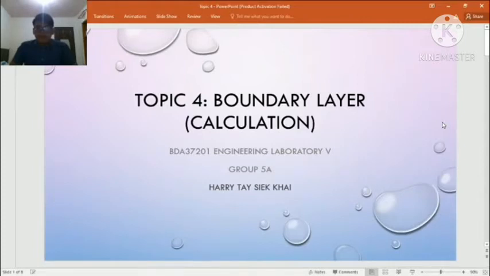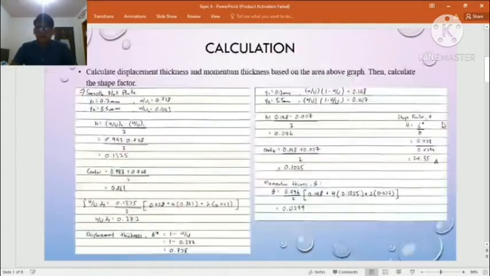Today I will discuss the calculations for topic 4, which is boundary layer. The first question is to calculate the displacement thickness and momentum thickness based on the graph that has been presented by my friend, and then calculate the shape factor. First I will refer to the smooth flat plate.